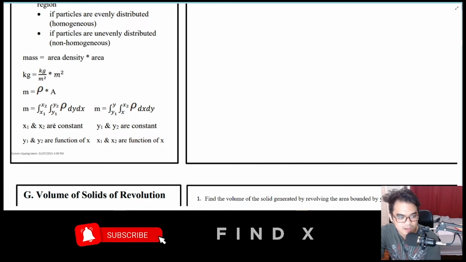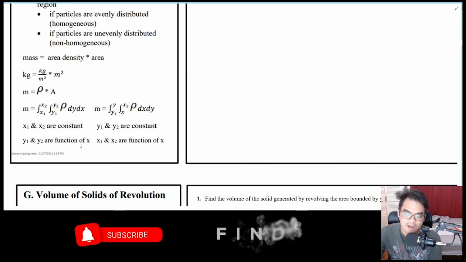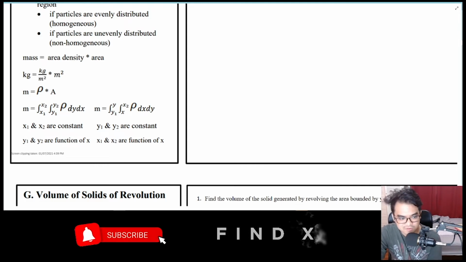So mass is equal to the double integral of x1 to x2, y1 to y2, rho dy dx. Of course, the outer limits must be constants, and the inner limits must be a function of the outer variable. In this case, the inner integral is dy, therefore the limits of dy must be a function of x. And the same with the other order, all you have to do is just interchange those. So x1 and x2 must be a function of y; this must be x. Okay, so there's a little typo.